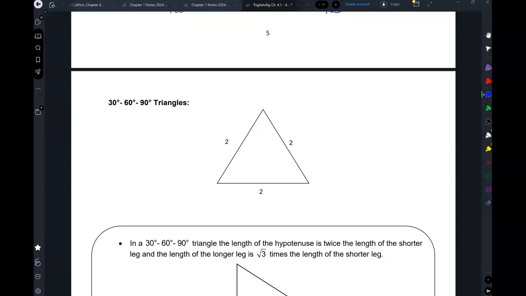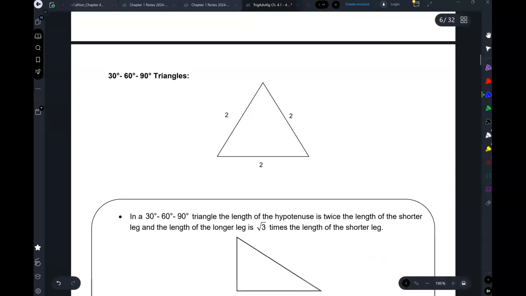Okay. So now, how do we get our formulas for the 30, 60, 90 triangles? Well, here we have an equilateral triangle. All sides are equal. If all sides are equal, all angles are also equal. How much do all three angles in a triangle add up to? 180. So if you split 180 into the three, each one of these is going to be 60 degrees.